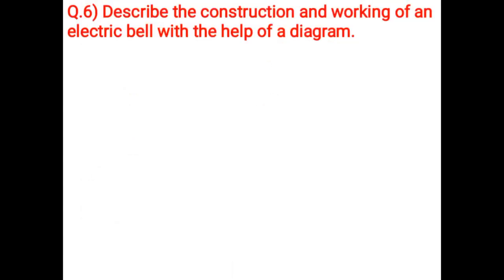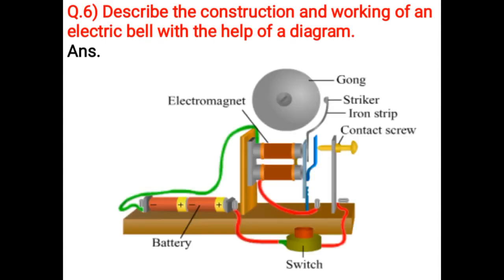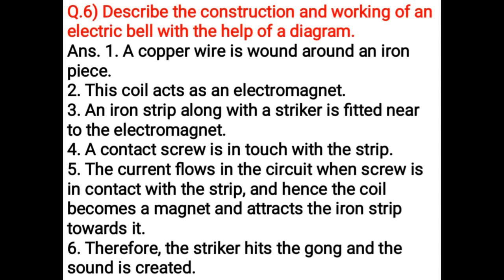Describe the construction and working of an electric bell with the help of a diagram. A copper wire is wound around an iron piece. This coil acts as an electromagnet. An iron strip along with the striker is fitted near the electromagnet. A contact screw is in touch with the strip.